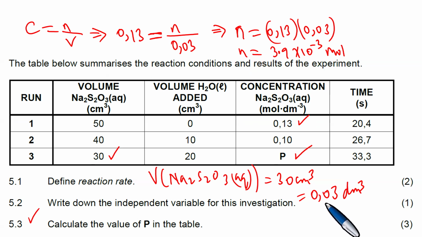There are a couple of ways, obviously, to do this particular question, because you have different concentrations and hence different volumes involved. In the beginning, when we did run one, the concentration was 0.13 when the volume was 50. Now we reached a time when the volume was 30, and we're interested in finding the concentration P.